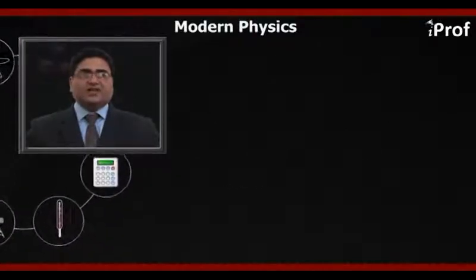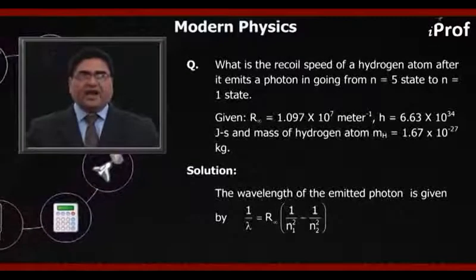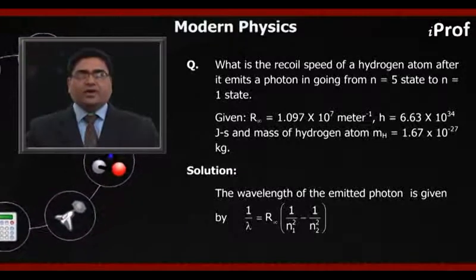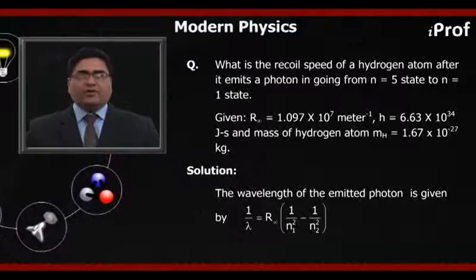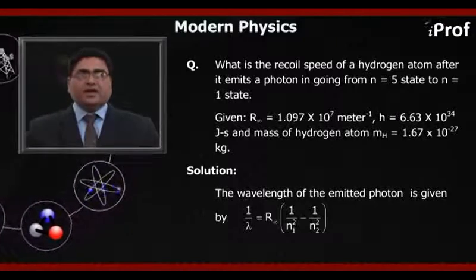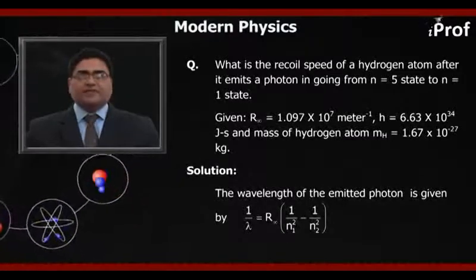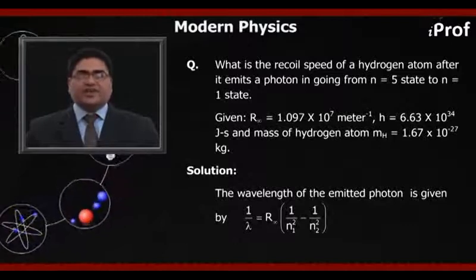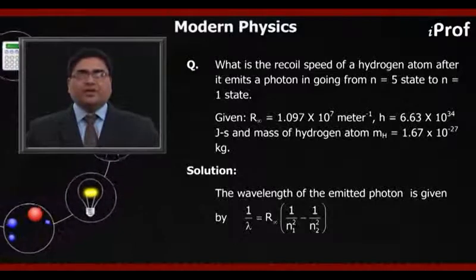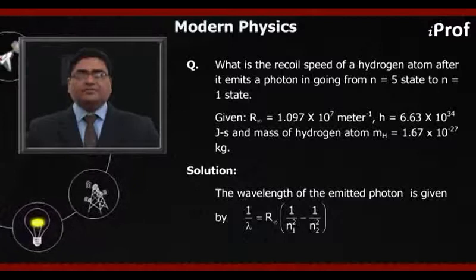Let's see another illustration. What is the recoil speed of a hydrogen atom after it emits a photon in going from n equal to 5 state to n equal to 1 state, given R∞ equal to 1.097 × 10^7 per meter, h equal to 6.63 × 10^-34 joule second, and mass of hydrogen atom MH equal to 1.67 × 10^-27 kg.